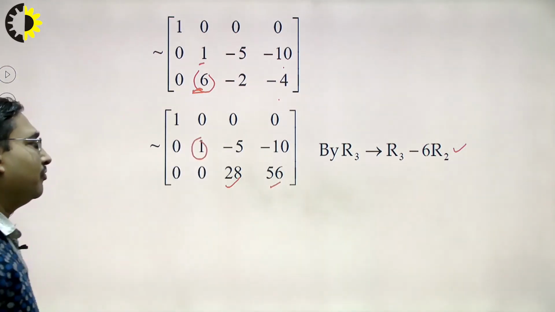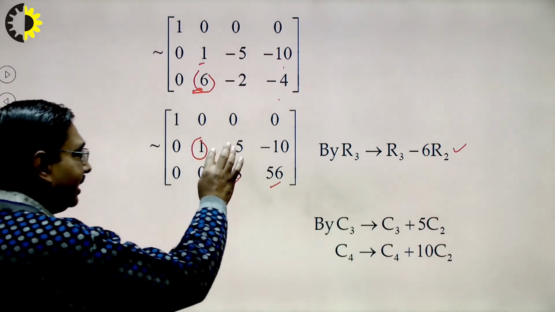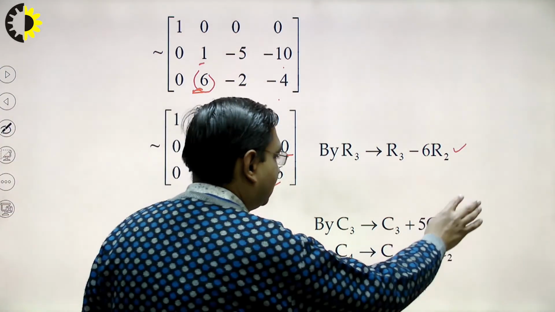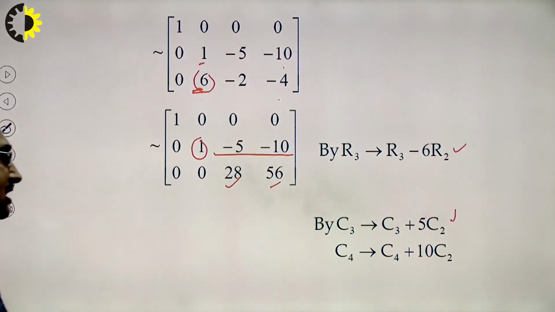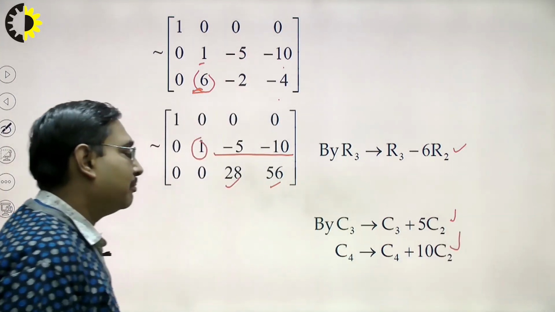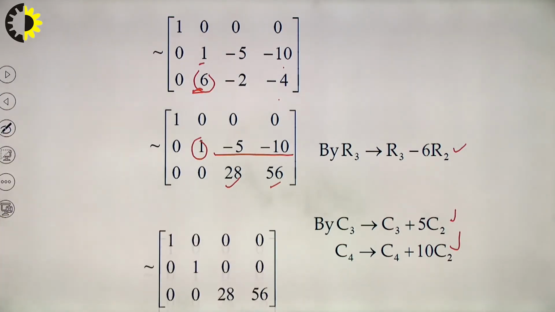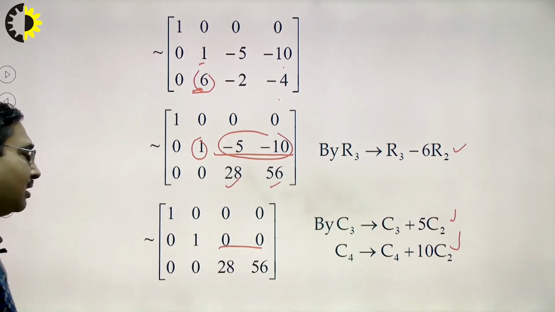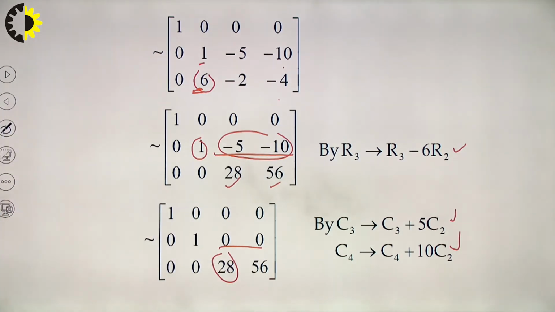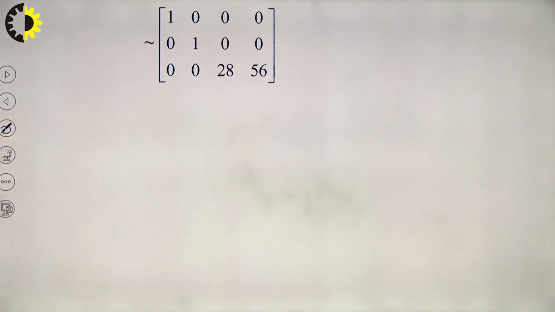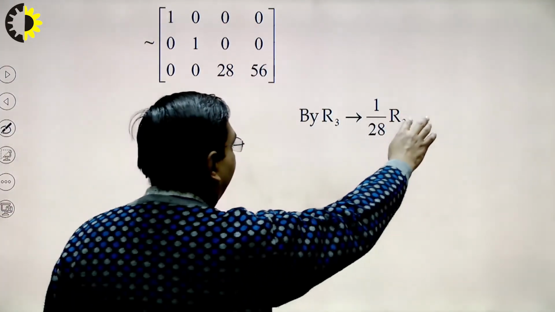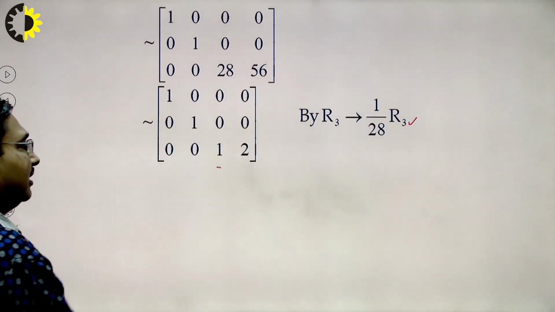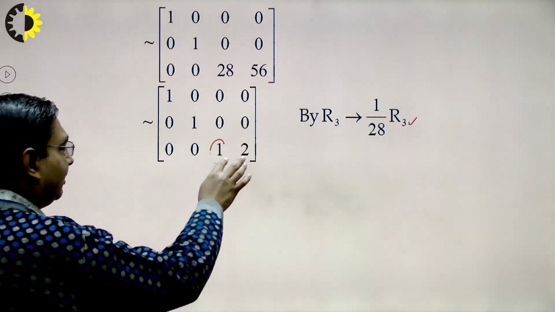Now, with the help of this one, I will convert the remaining elements of that row to 0, and for this I apply these transformations: C3 replaced by C3 plus 5 C2, C4 replaced by C4 plus 10 C2, and these two elements are converted to 0 in this manner. Now, this 28 will be transformed to 1. For this, I divide the last row by 28. I obtain this matrix, and this element is 1.